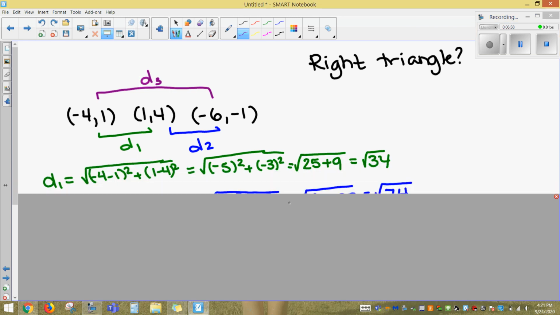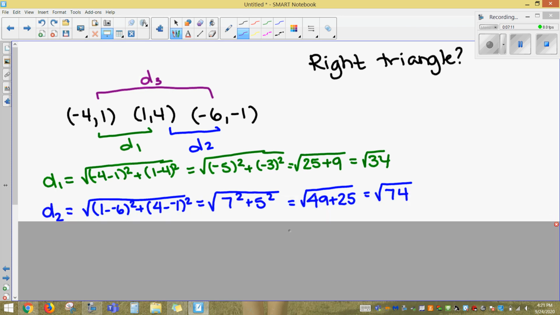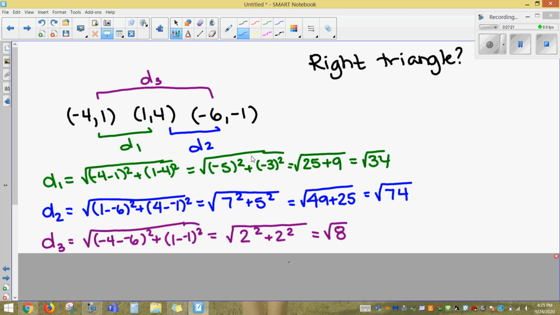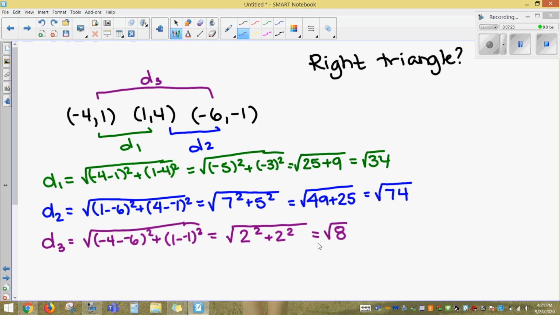D1, you're going to get 25 plus 9, which is 34 under the square root. And that doesn't break down, but remember, even if it does, we're not going to go there. On D2, you should get 7 squared plus 5 squared, and 49 and 25 is 74 under the square root. And for D3, you're going to get 2 squared plus 2 squared, so that's going to be an 8 under the radical. Again, I compare and find the biggest value, and that one has to be C. And then the other 2 become A and B in whichever order you prefer.